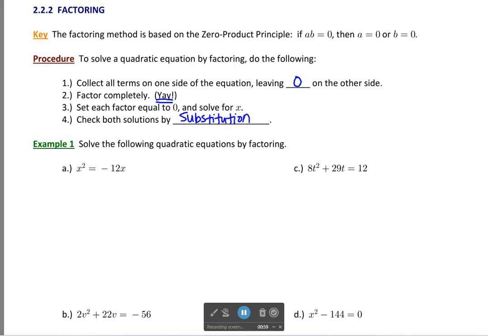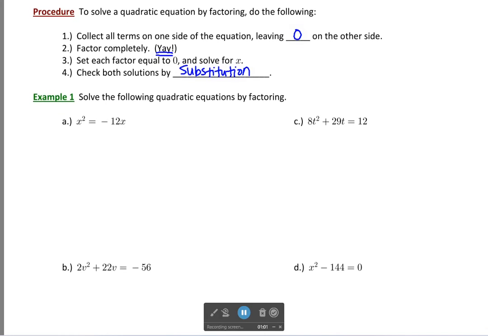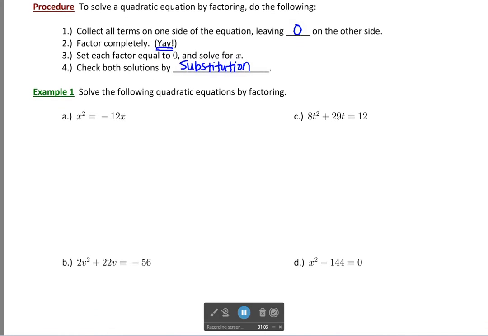So let's give it a try on example 1. Solve the following quadratic equations by factoring. So the first thing I need to do is to get the equation equal to 0. So I'm going to move all of my terms to the left side of the equation. So I need to take this term and move it to the other side of the equation. And we can do that by adding it to both sides.